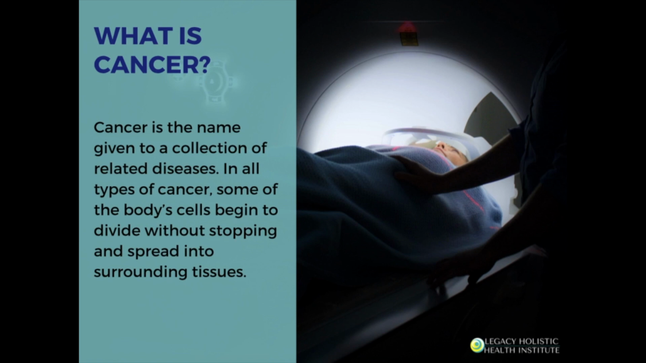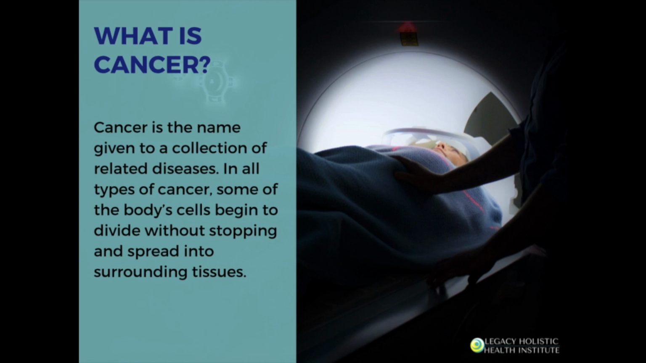In all types of cancers, some of the body's cells begin to divide without stopping and spread into surrounding tissues. Now, cancer can start almost anywhere in the human body, which is made up of trillions of cells. Normally, human cells grow and divide to form new cells as the body needs them. When cells grow old and become damaged, typically they're supposed to die off and new cells are supposed to grow and take their place. However, when cancer develops, this orderly process breaks down and it simply doesn't happen in this smooth, orderly fashion.